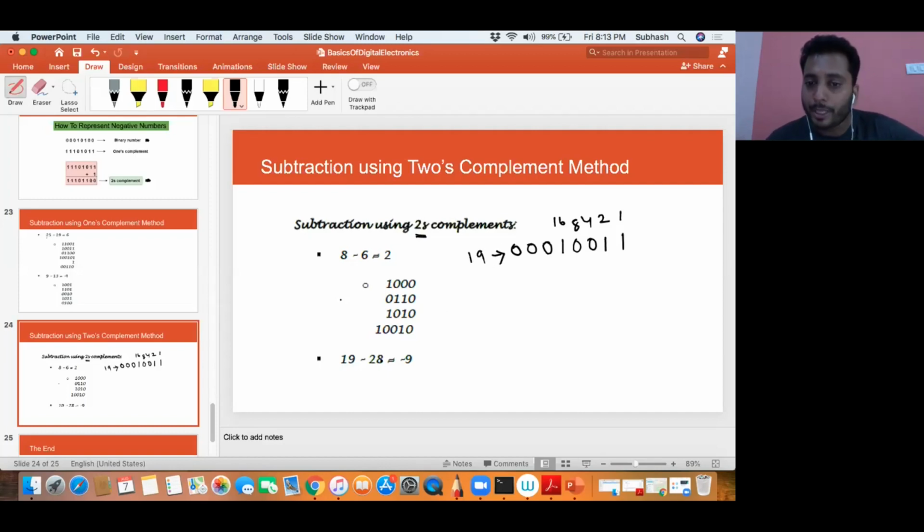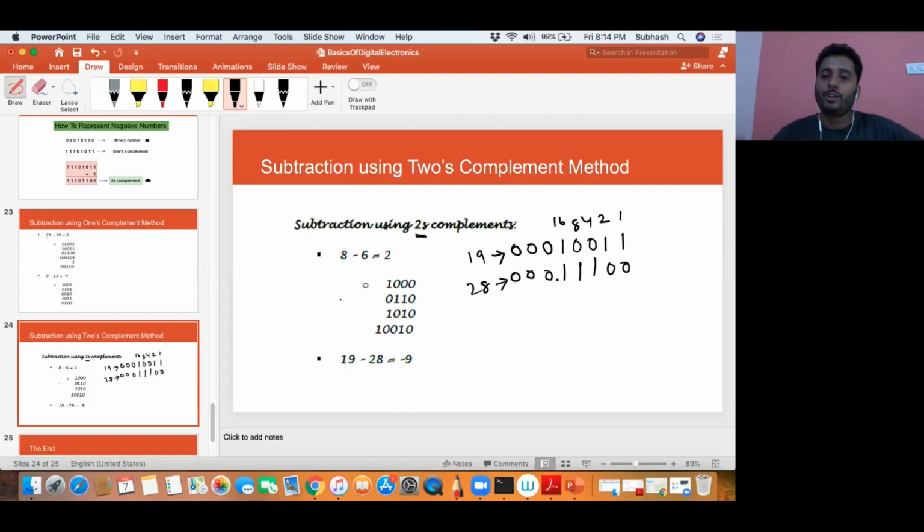Now we have to subtract 28. So where do we get 28? 28 becomes 16 plus 8, which is 24, plus 4, which is 28.